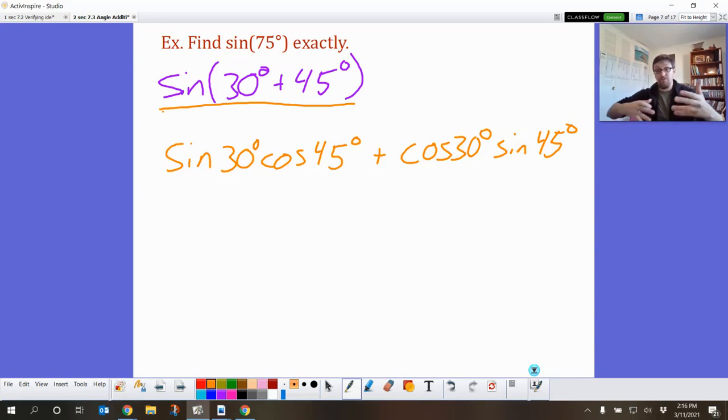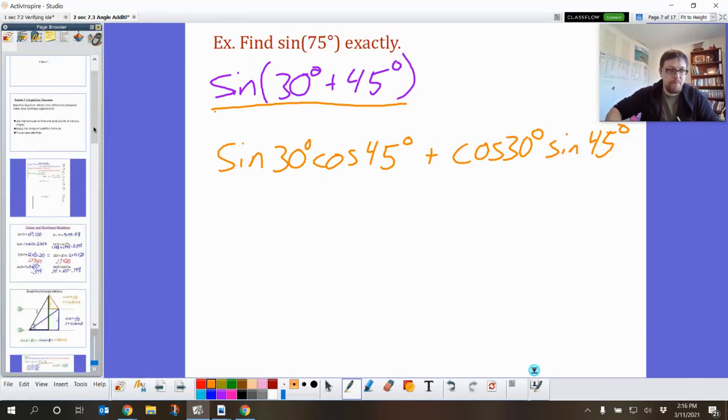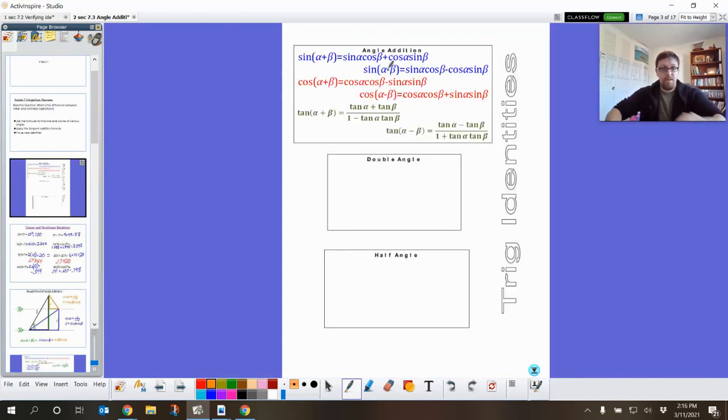And I'm just getting that off of my trig identity sheet. You can see it right up here. So I'm just using this. I just copied all that down, but instead of an alpha and a beta, we have 30 and 45.